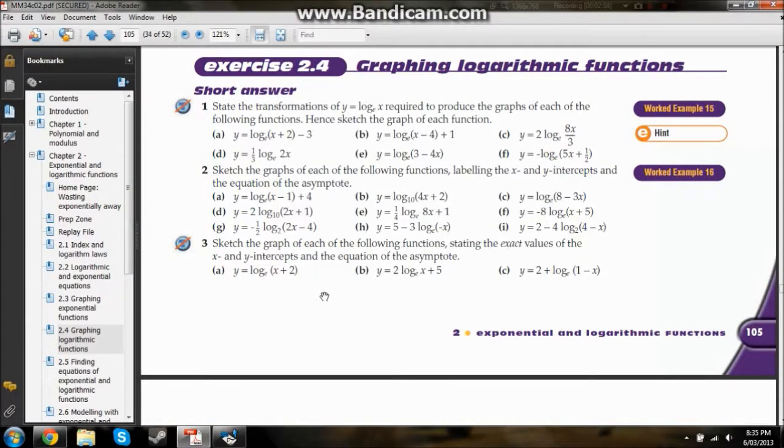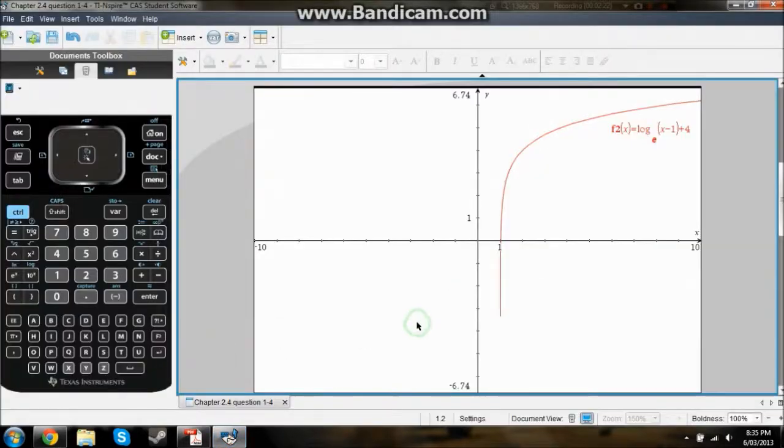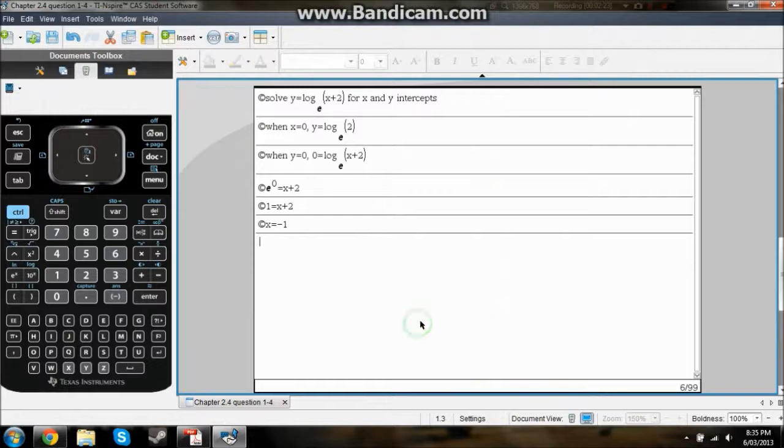Question 3. Sketch the graph of each of the following functions, stating the exact values of x and y intercepts. So what it wants you to do is sketch this function. It's a pretty simple one, log base e of x plus 2, except what you've got to do is find x and y intercepts as exact values instead of decimals. So in order to do that, you have to solve by putting 0 in as x and 0 in as y respectively to find the x and y intercepts, which I've done.